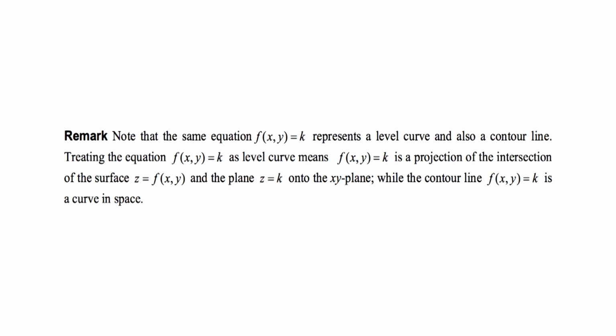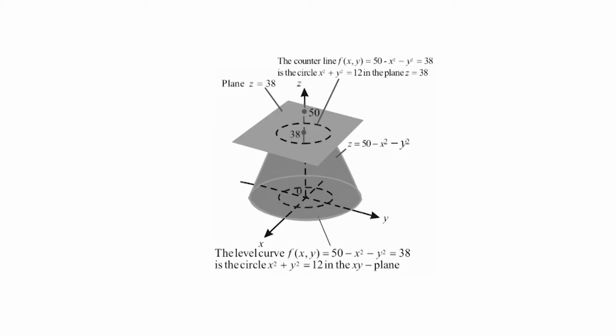We remark that the same equation f of x y is equal to k represents a level curve and also a contour line. Treating the equation f of x y is equal to k as a level curve means f of x y is equal to k is a projection of the intersection of the surface z is equal to f of x y and the plane z is equal to k onto the xy plane, while the contour line f of x y is equal to k is a curve in space.